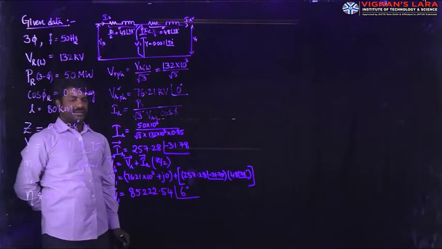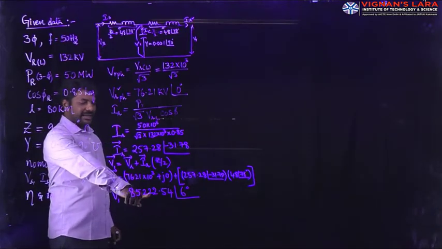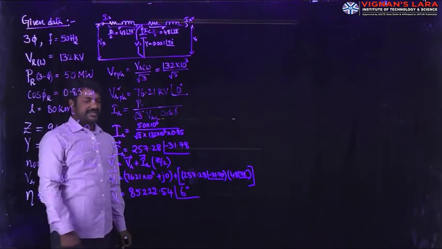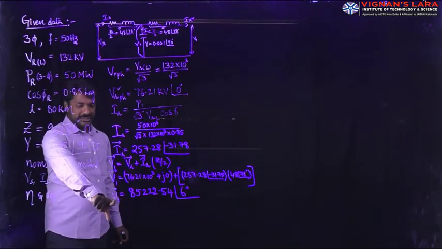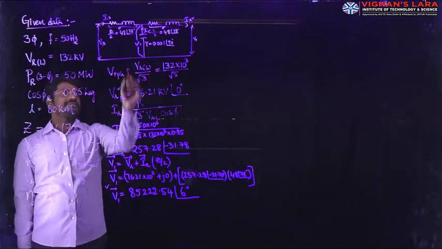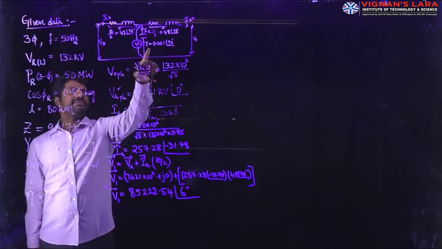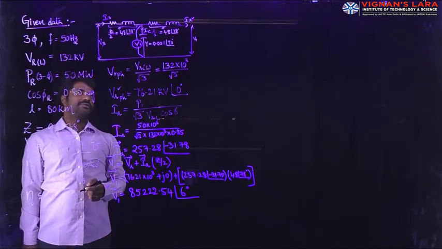This is the voltage across the capacitor, with a voltage of 85,222.54 volts, which makes an angle of 6 degrees. Once knowing this voltage V1, means this voltage now we got it, and the admittance of that branch is also a known quantity, then I will use Ohm's law to get the current in that capacitor.